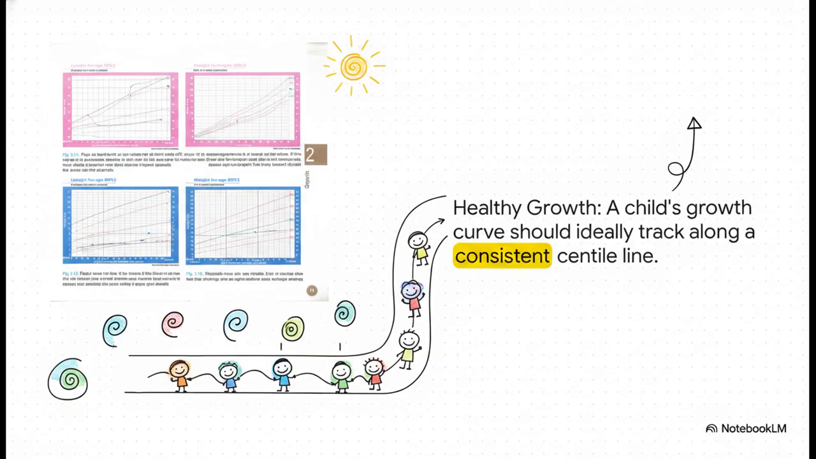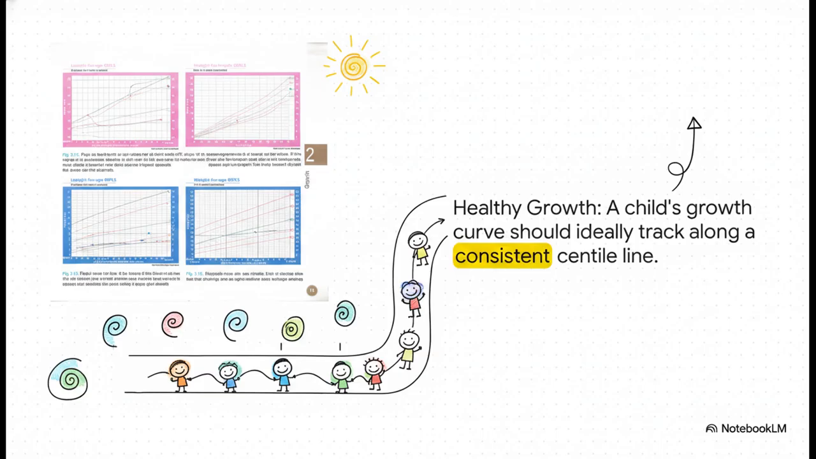Okay, now take a look at this. This chart is exactly what we want to see. A healthy child usually finds their genetic sweet spot. Let's say it's the 50th centile, and their growth will just track right along that curve. They create their own channel. It really doesn't matter if they're on the 10th centile or the 90th, as long as they are consistently following their own line.